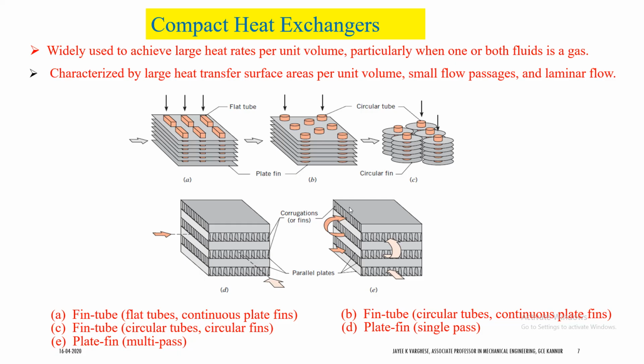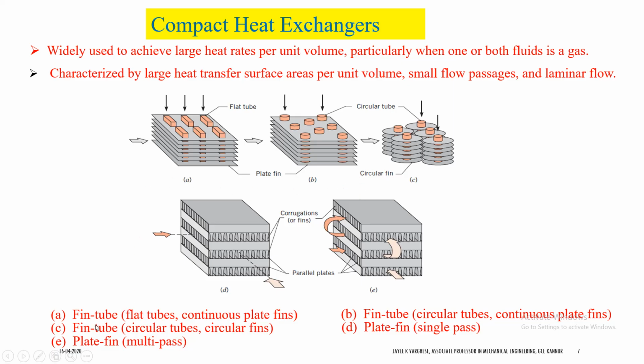So for that, just like providing fins, the surface area of the heat exchanger is increased to a very high rate. Normally this is expressed as square meter of surface area per cubic meter of the volume of the heat exchanger. If this ratio is more than 700 square meter per cubic meter, such heat exchangers are classified as compact heat exchangers. We can see different designs of compact heat exchangers in this slide.